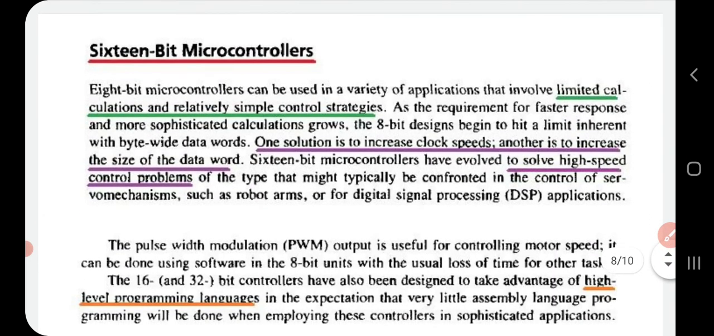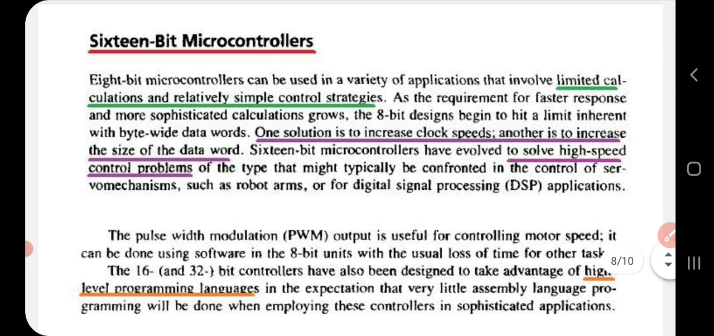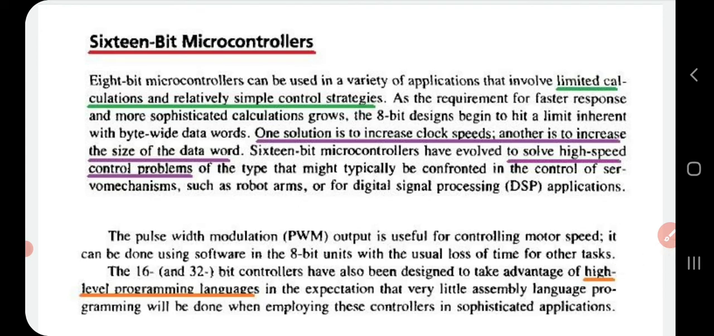Then 16-bit. 8-bit microcontrollers can be used in a variety of applications that involve limited calculations. That we already said, it is used for small computational tasks, or for calculations that require very few steps to solve. That is, for simple control strategies, 8-bit microcontrollers are used. Okay. Now, as the requirement for faster response and more sophisticated calculations grows, then we cannot use this 8-bit microcontroller. So the only solution is to increase the clock speed, and the other is to increase the size of the data word, but you cannot use this 8-bit microcontroller.